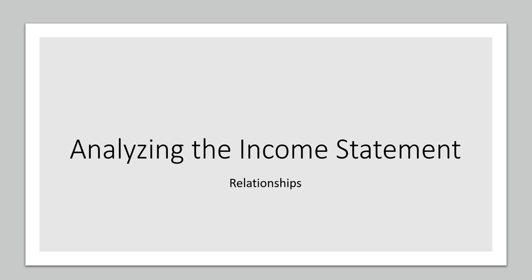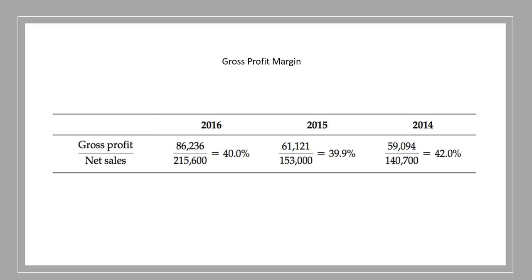We have some other things that we can take a look at. There's a lot of relationships that exist within the income statement. And so the first one is just your gross profit margin, what they call gross profit margin, which is that percentage that I told you about. And you just take the gross profit amount in dollars and divide it by the net sales in dollars, and that comes up with your percentage.